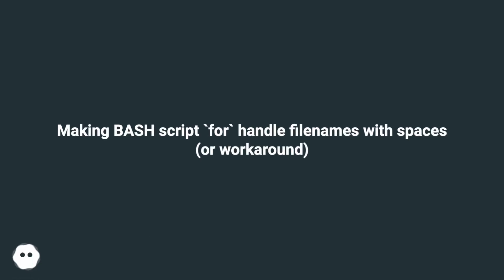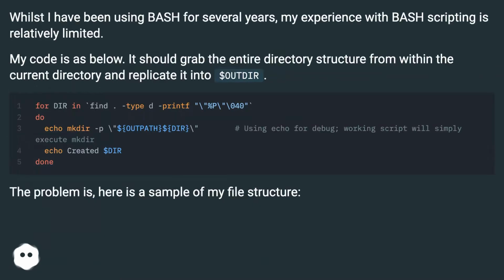Making a bash script to handle file names with spaces, or a workaround. Whilst I have been using bash for several years, my experience with bash scripting is relatively limited. My code is as below. It should grab the entire directory structure from within the current directory and replicate it into $dir.